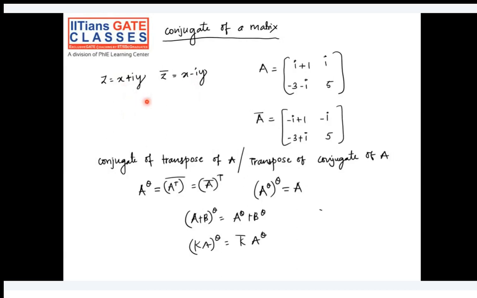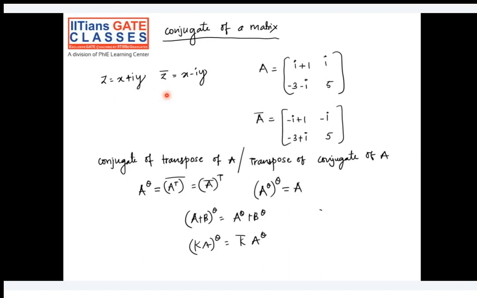So Z, which is x plus iy, has the complex conjugate x minus iy, and x minus iy has the complex conjugate x plus iy. We can write them as Z and Z bar respectively. So if I take a random example, if Z is equal to 2 plus 3i, then the complex conjugate of it, Z bar, is equal to 2 minus 3i.